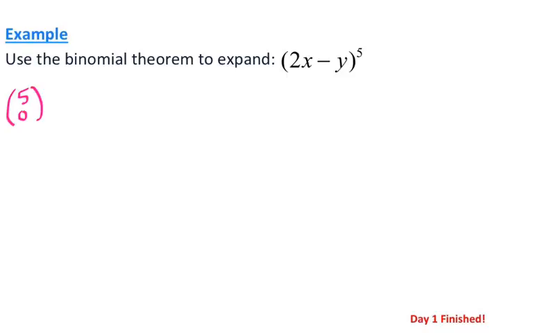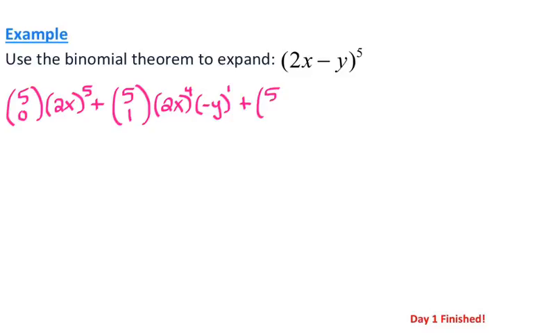And then I'm going to take my first term and raise it to the 5th power, and then I'm not even going to use my second term. Plus, and then I'm going to do 5 choose 1. My first term, that exponent's going to start to descend. My second term, my exponent's going to start to increase.